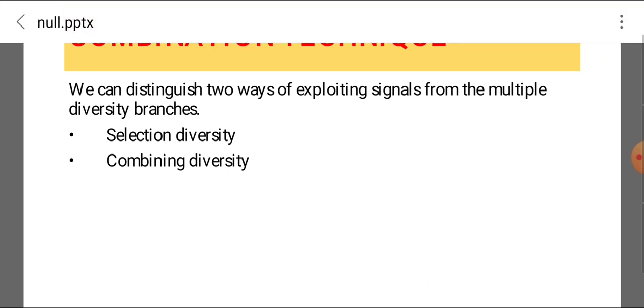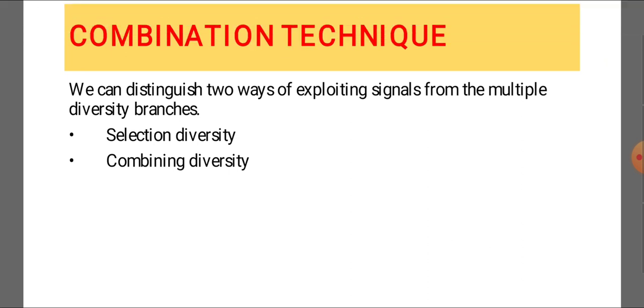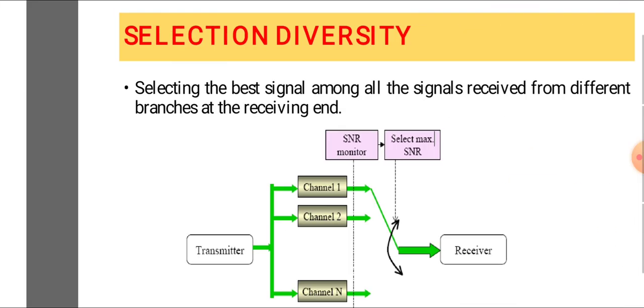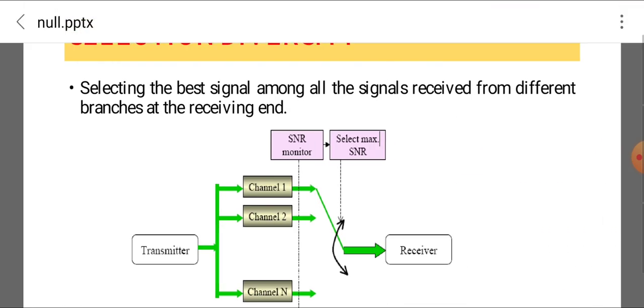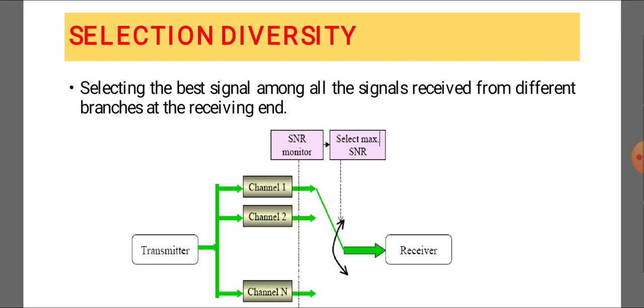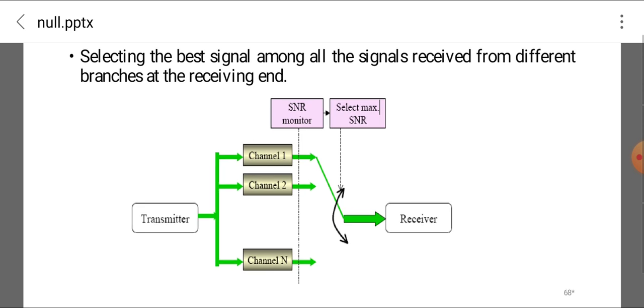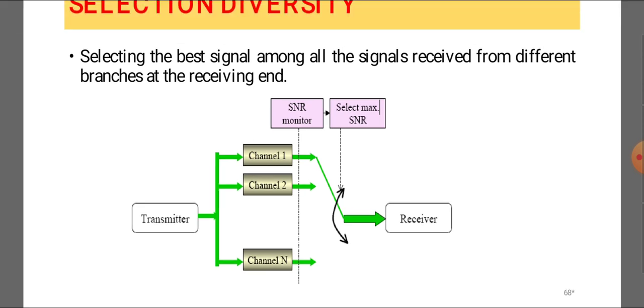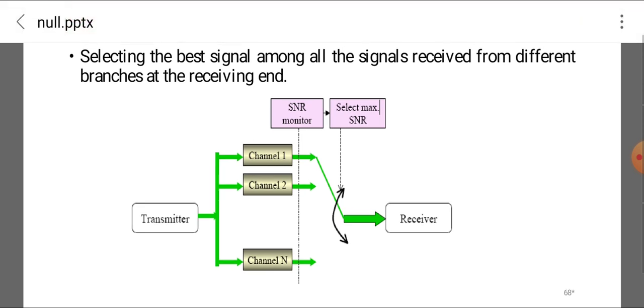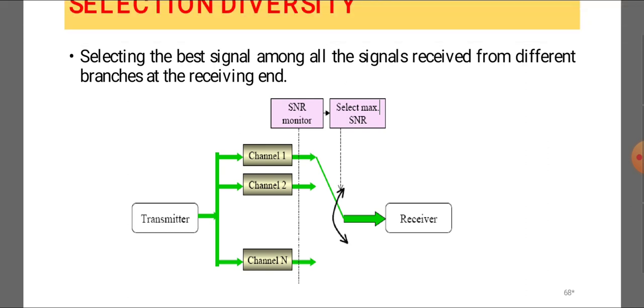Then there are two macro diversity techniques: selection diversity and combining diversity. The selection diversity is a technique in which out of all the signals coming from the different channels, a best signal is selected and that signal is connected to the receiver.